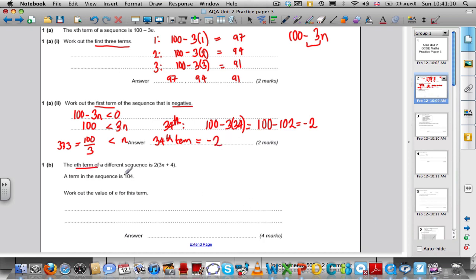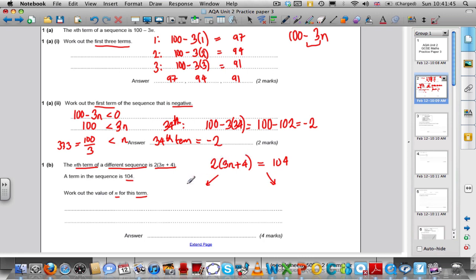The nth term of a different sequence is given by this. A term in the sequence is 104. What is the value of n for the term 104? So if we know that in general the nth term is given by this, and we know 104 is one of the terms, we could make the nth term equal 104 and solve for n to work out what term this must have been. Two ways to do this, just to show you two different ways of algebra.